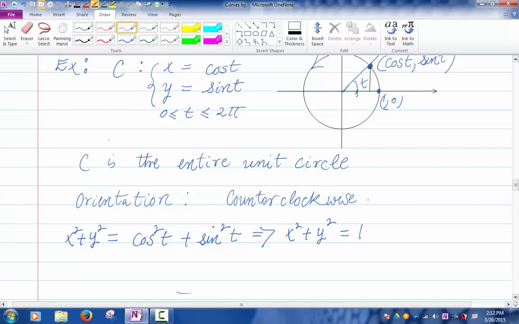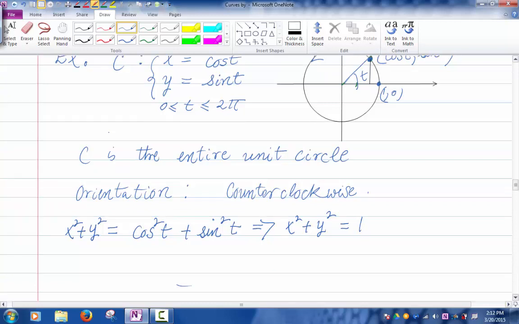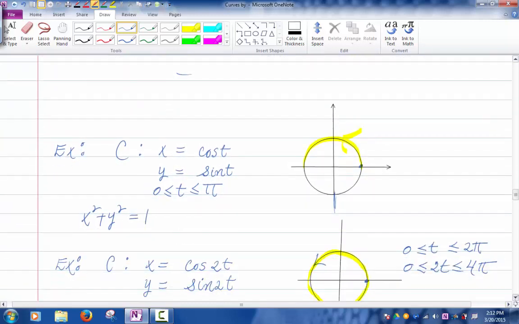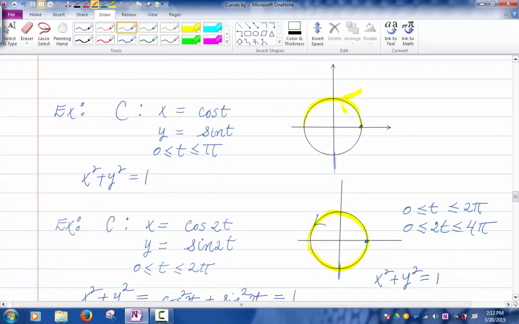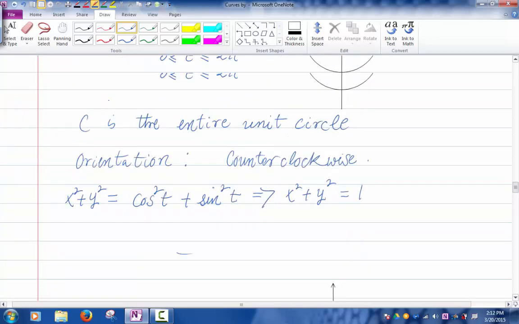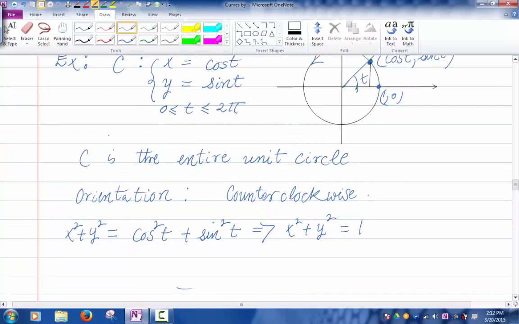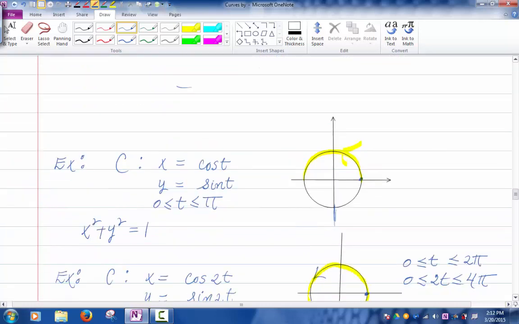Everybody okay? Now notice I could do the same thing in my second problem. In my second problem, I could also say x squared plus y squared would be cosine squared plus sine squared, which is 1. So in both cases, in case number 1, I get the unit circle equation. Case number 2, I also get the unit circle equation. But in the first one, I get the entire circle. In the second one, I don't get the entire circle, right?